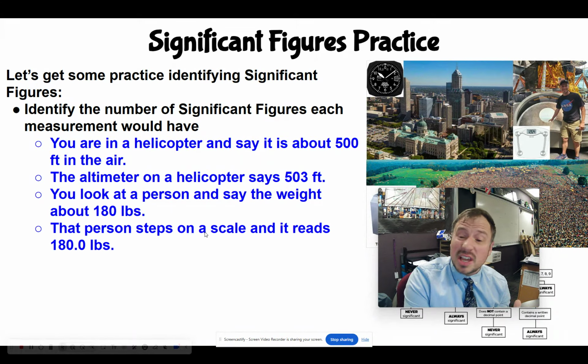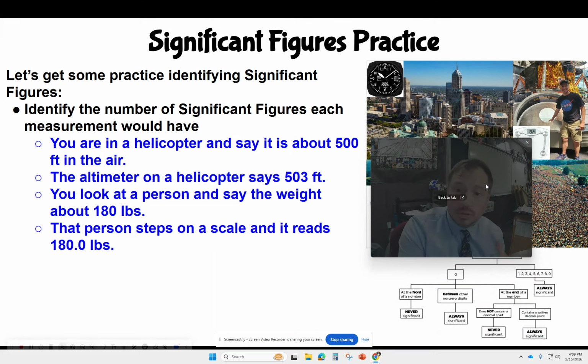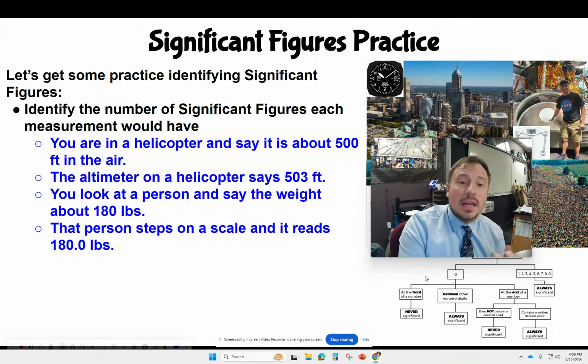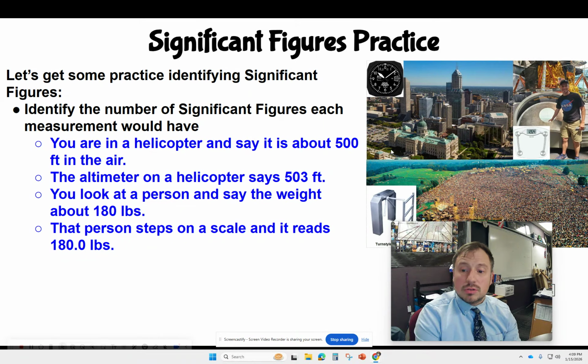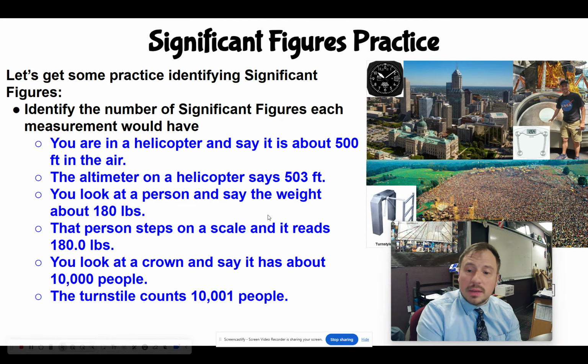Now, if they step on a scale and it says exactly 180.0 pounds, if you follow those rules, those zeros have a decimal point, so those are significant. It has 4 significant figures. But here's how I remember that. I measured those zeros. Those are not placeholders.